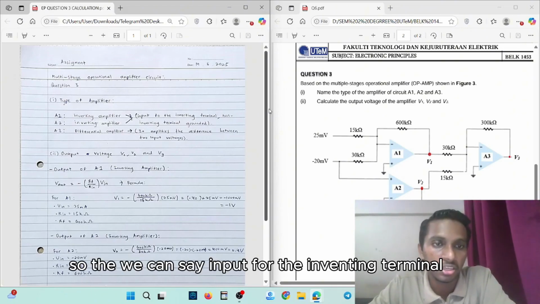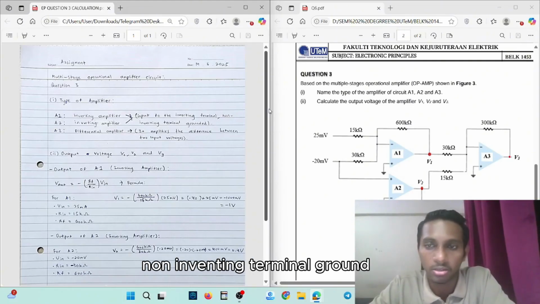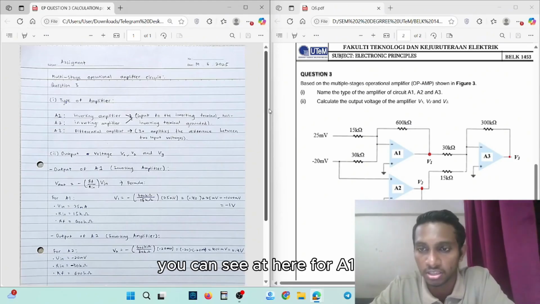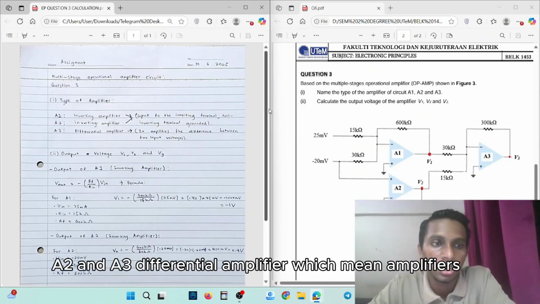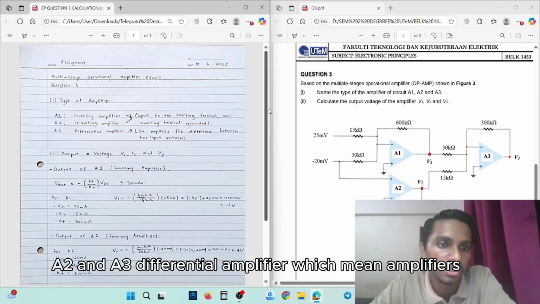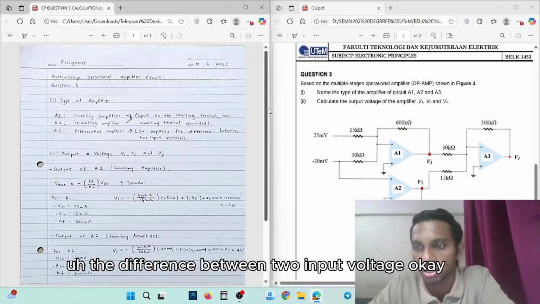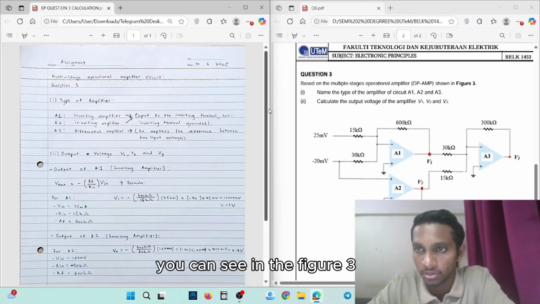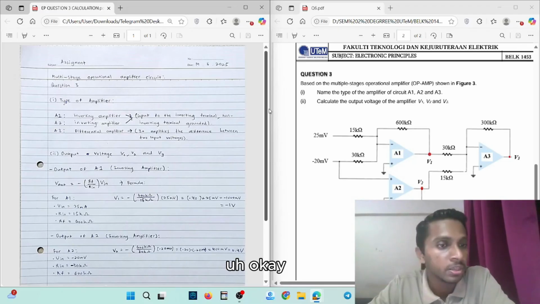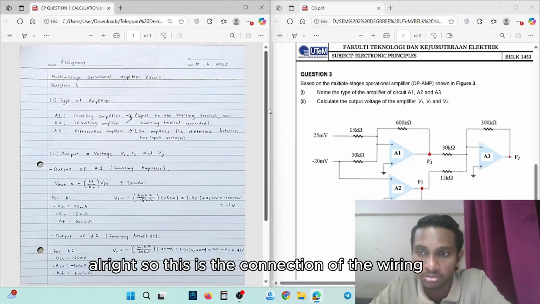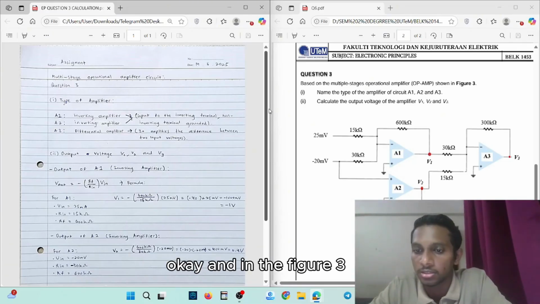So the input goes to the inverting terminal, and the non-inverting terminal is grounded. So this is the connection. You can see it here for A1, A2. And A3 is a differential amplifier, which means it amplifies the difference between two input voltages. You can see it in Figure 3. So this is the wiring connection in Figure 3.